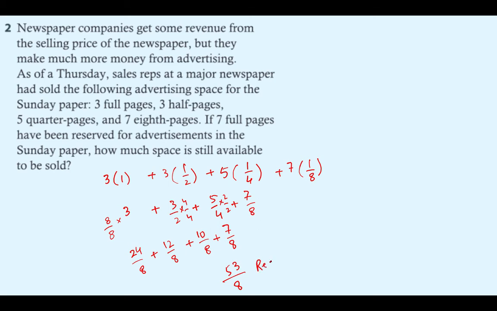So 53 over 8 is the reserved space. Now they say if 7 full pages have been reserved, so how much space is left? So if there are 7 pages in all and 53 over 8 has been reserved, if we subtract the reserved part, we will get the available space. Now we will multiply this by 8 over 8. So 8 times 7 is 56 over 8 minus 53 over 8. So the space left is 3 over 8.